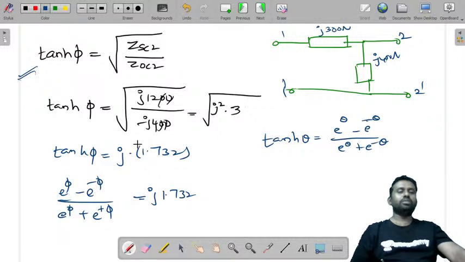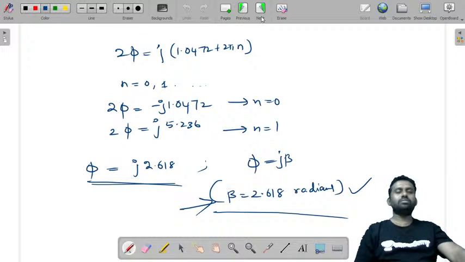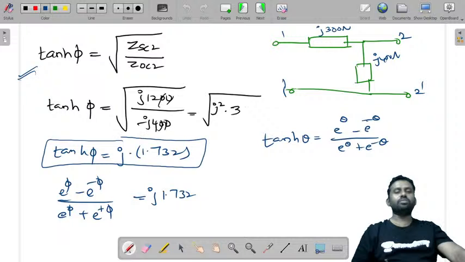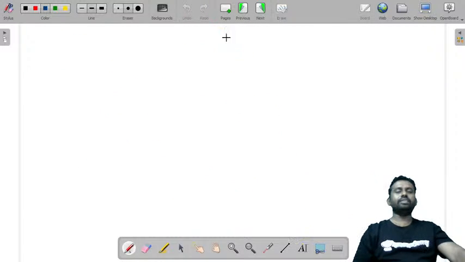So from this you got the value of phi actually, or it is tanh gamma, where gamma is alpha plus j beta. You need to determine that, or you can also solve it this way, where tanh phi is equal to this. Because this is imaginary, we try to write it in this fashion, right? So we have got this session today.